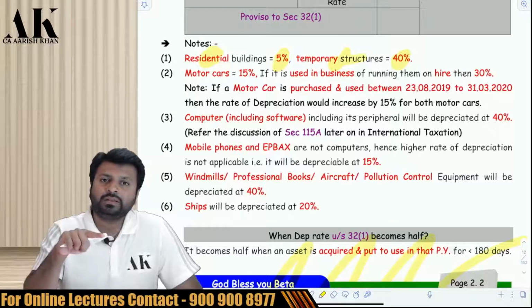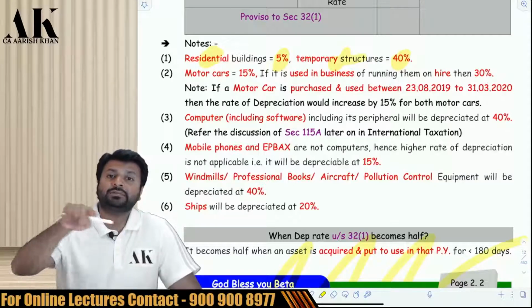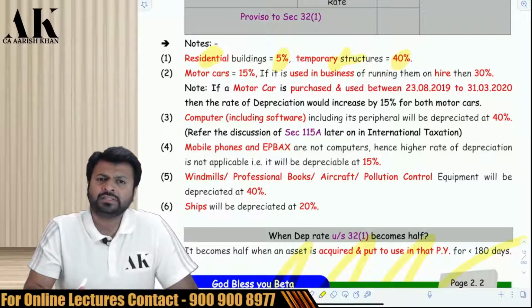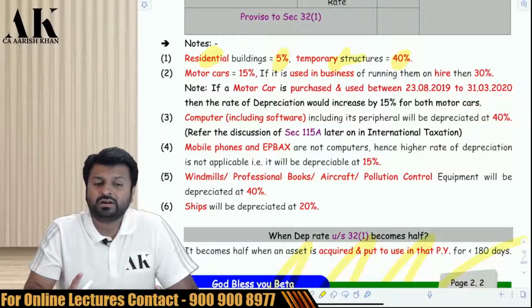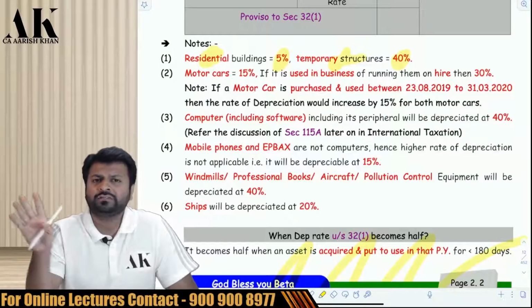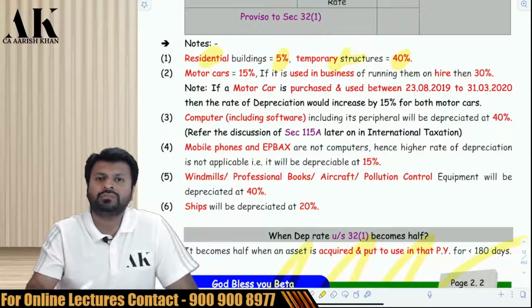That is, the normal motor vehicle will get 15 plus 15, and the motor vehicle which is run in the business of running them on hire will get 30 plus 15. That is 45%. That's great. Computer is a plant and machinery, which will get depreciation of 40%. Mobile EPBX is a plant and machinery, but it is not a computer. Therefore, it will get a depreciation of 15%. Windmill, professional books, aircraft, pollution control equipment, all of them are plant and machinery. Therefore, they will get depreciation of 40% over here, a higher rate, not the normal 15%.